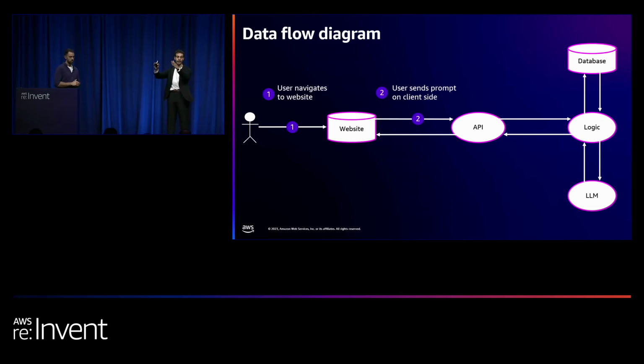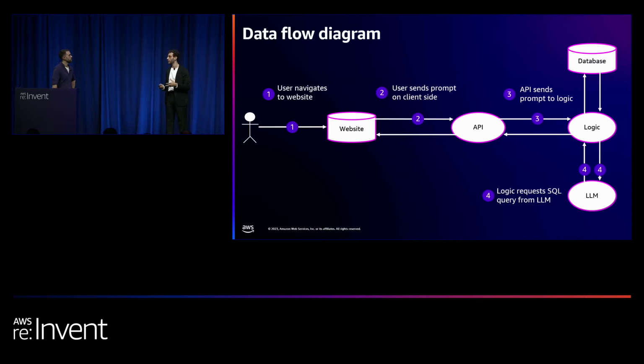The user is going to send a prompt from the client side, and then that's going to hit an API. The API is going to send that prompt to the backend logic. And then this part, I'm going to break down a little more: how the logic is sending data in and out from the LLM and in and out from the database. So once the logic receives that request, the question of what medications I'm taking, it's first going to ask the large language model to create a SQL query that can be used to access the user's data in the database. So first, all we have is a SQL query, and we take that and we send it back to the database.